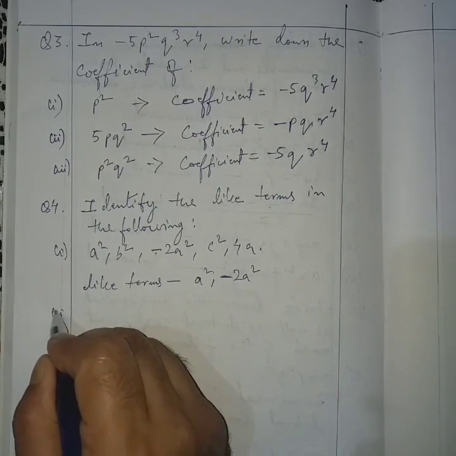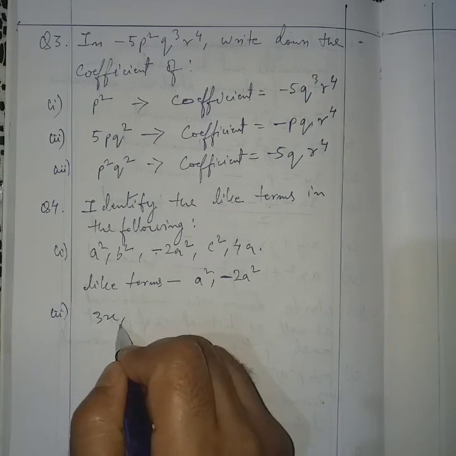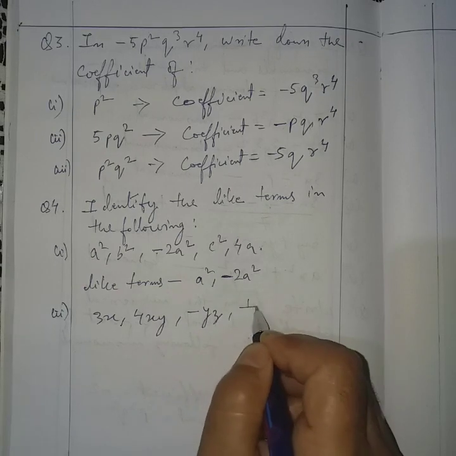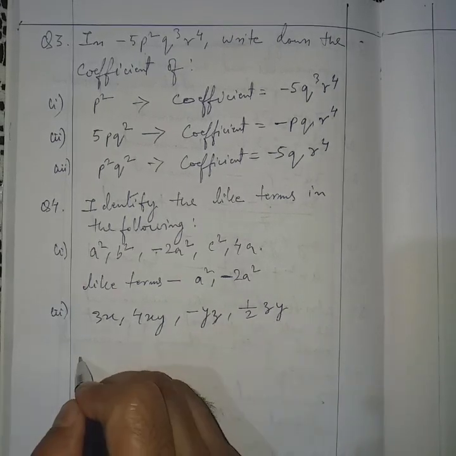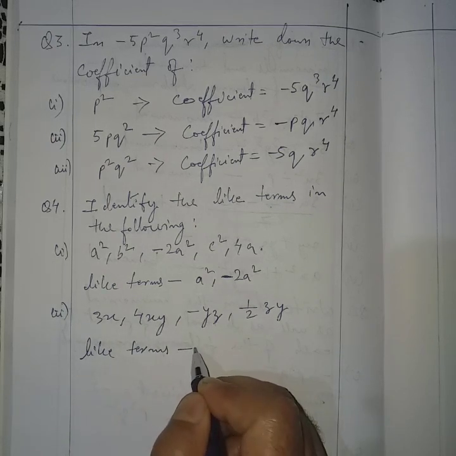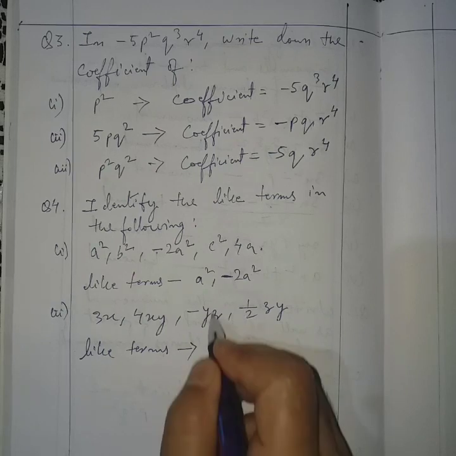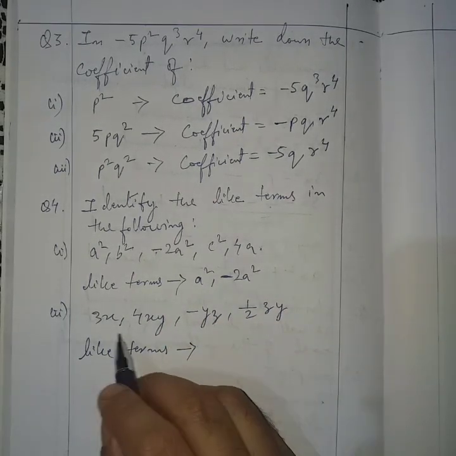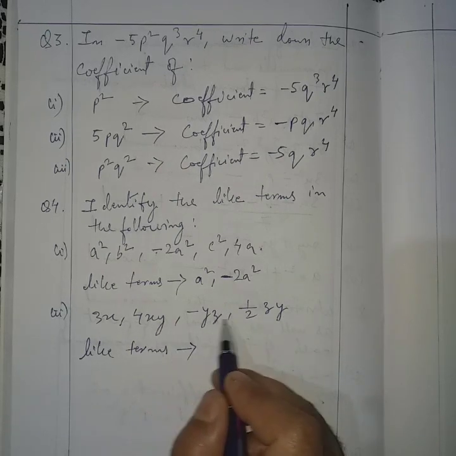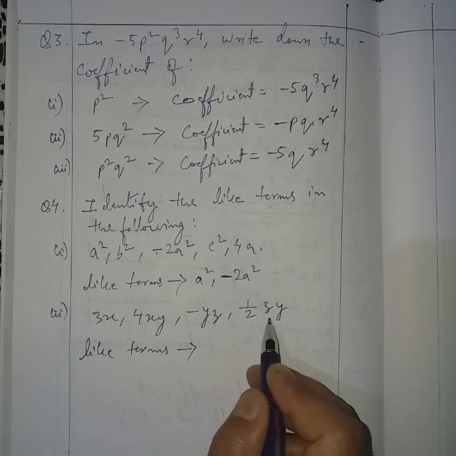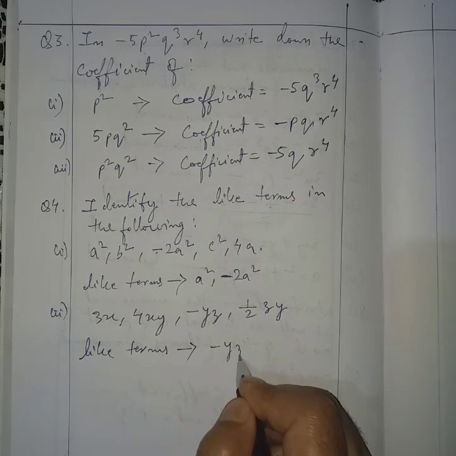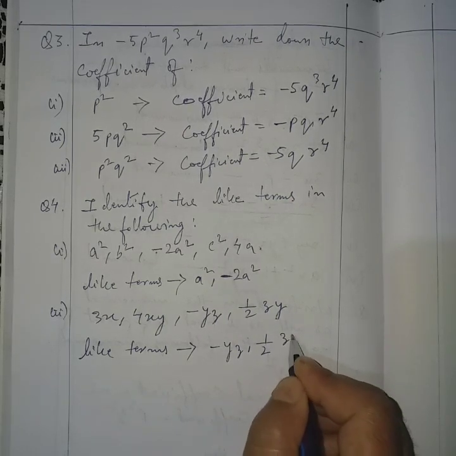Number 2, 3x, comma, 4xy, comma, yz, half zy. So here the like terms, like this, you can put the arrow. Like terms: 3x. Is there any only x? No. xy is there? No xy. Yz and zy is same. These two are like terms: minus yz, comma, half zy.